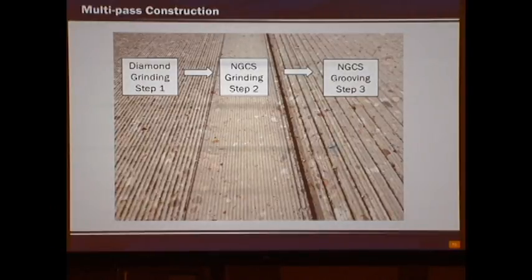So again, step number one is the diamond grind that removes the transverse tining, especially the transverse tining that was placed too deep. The second step is the next generation concrete surface grinding, which uses a different diamond blade in order to grind that portion up. The third step is the next generation grooving, and that creates the negative texture in the longitudinal format that we want.